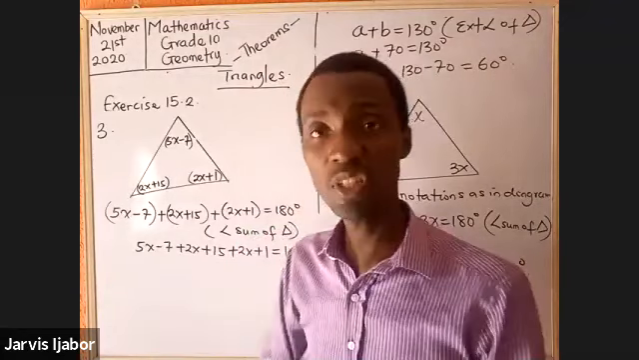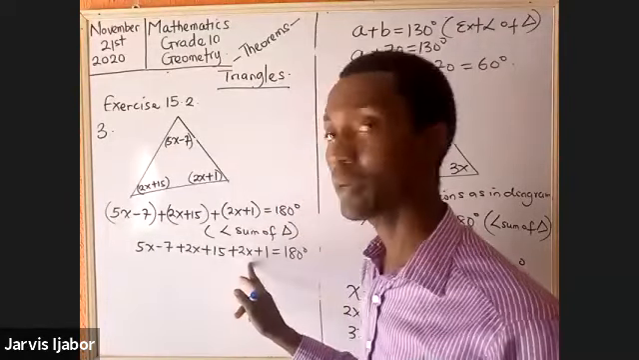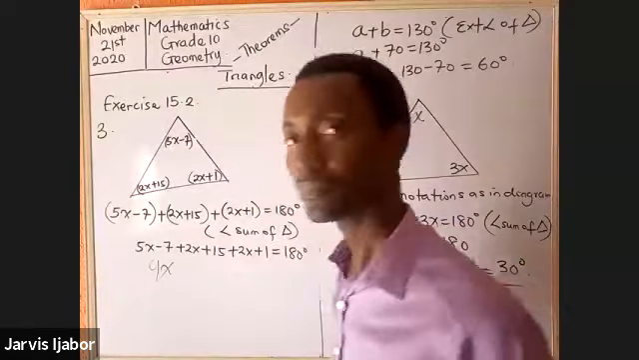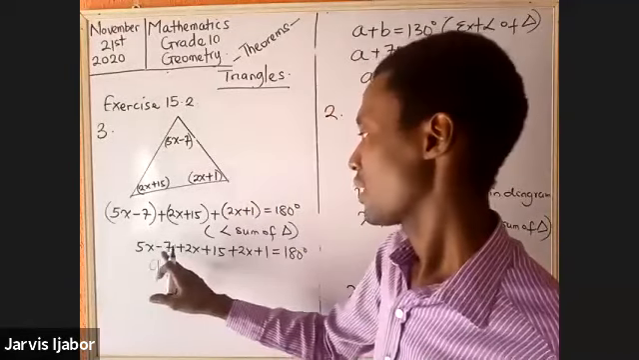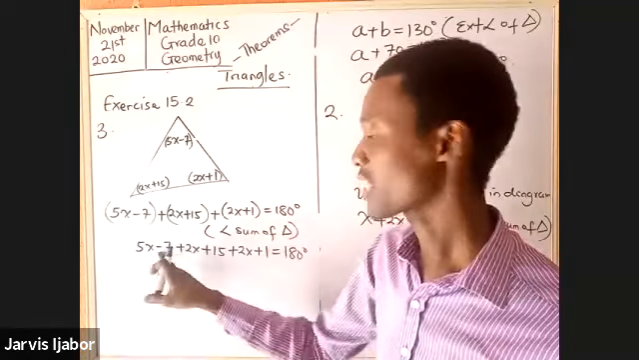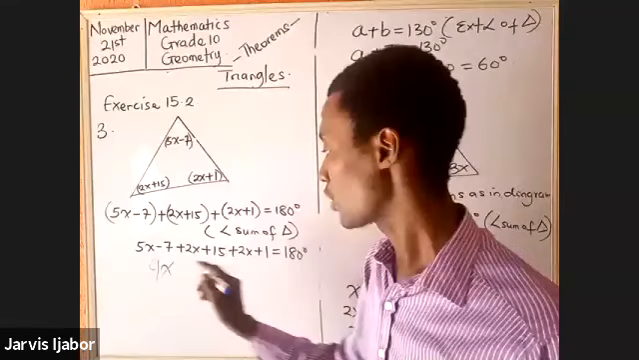So you can actually do this randomly. This is positive 5x, positive 2x, positive 2x. You can add them, and that will give you what? 9x. Now, this is negative 7, but I have 15 here. 15 minus 7 will give me what? 8. 8 plus 1 will give me what? 9.